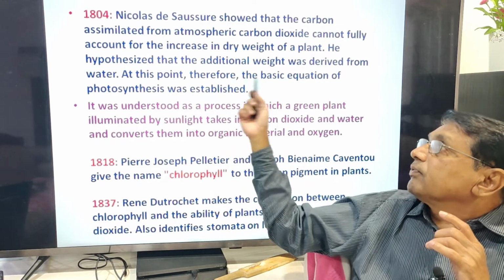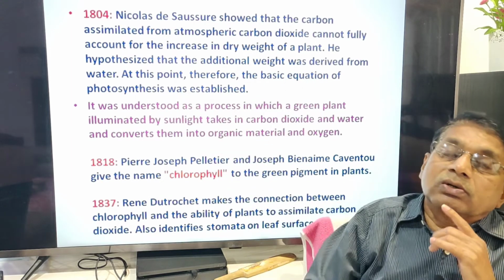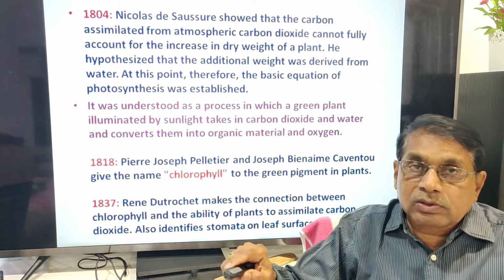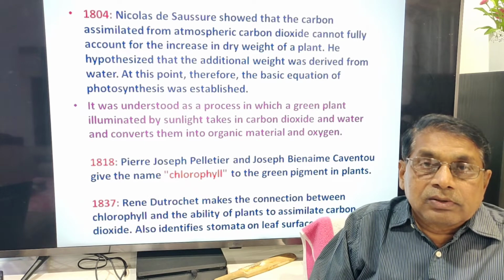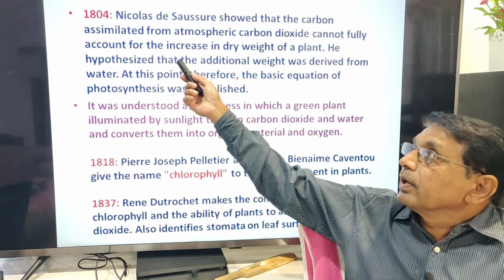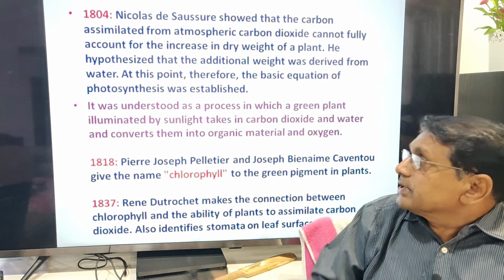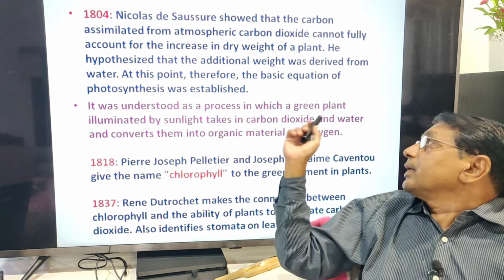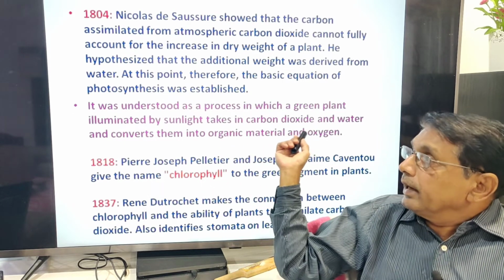At this point, therefore, the basis of the equation of photosynthesis was established. Now, we very commonly write CO2 plus H2O giving rise to carbohydrate and oxygen. So, for this, the seeds were sown by the observations of de Saussure. It was understood as a process in which a green plant, illuminated by sunlight, takes the carbon dioxide and water and converts them to organic material and oxygen.